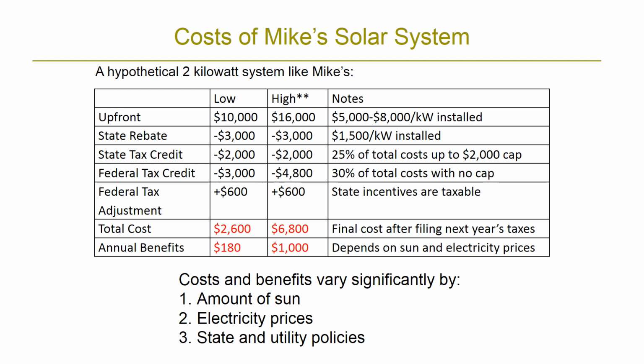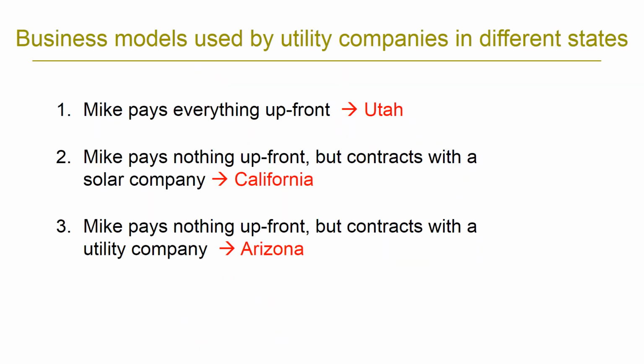A typical 5-kilowatt home system will generate 500 kilowatt hours of electricity per month, but the costs and benefits will vary significantly by location based on the amount of sun available, electricity prices in the area, and the state and utility prices. These are all considerations someone would have to consider when thinking about installing solar power. However, these decisions look very different in various locations. For example, if you take the same exact system and move it to California or Arizona, everything changes.